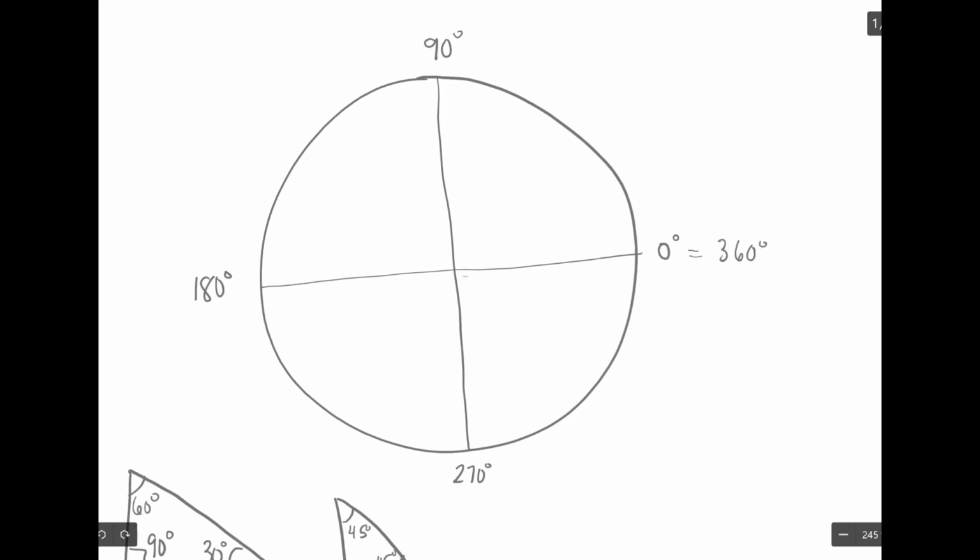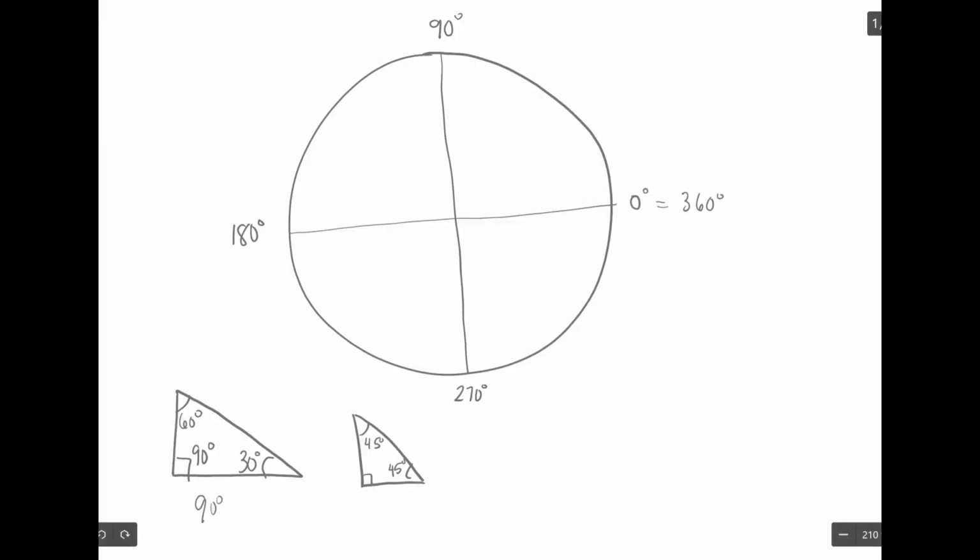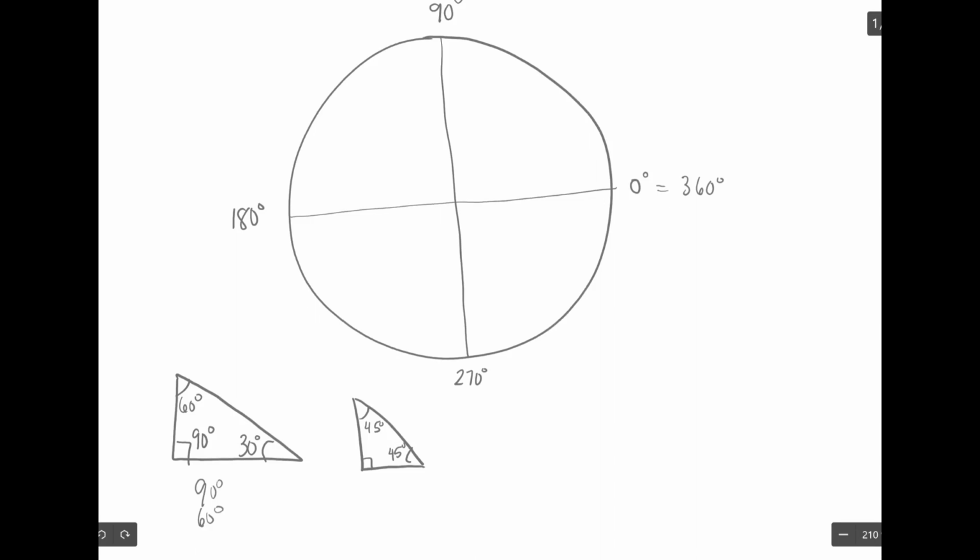Okay, so the angles I have to use are 90 degrees, 60 degrees, 30 degrees, 90 degrees, 45, and 45. Let's do 60 degrees next. Let me check this off. So I've finished the 90 degrees. Because what I'm looking for is all the multiples of 60 degrees in my circle, because I'm trying to use my special triangles. Really, those are the only two triangles I'm going to have you use for your test.